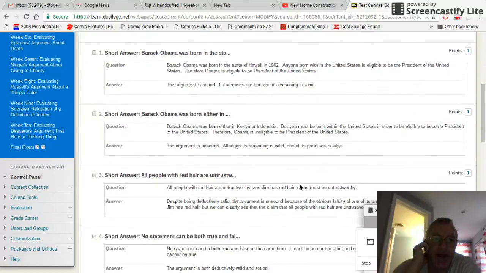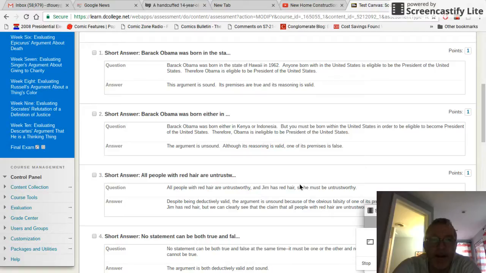So obviously, we're going to find fault with the second argument, just because we know the facts of the matter. Barack Obama was born either in Kenya or Indonesia, but you must be born within the United States in order to be eligible to become president of the United States. Therefore, Obama is ineligible to be president of the United States. The argument is unsound. And again, the first thing we might look at here is the reasoning, which is valid.